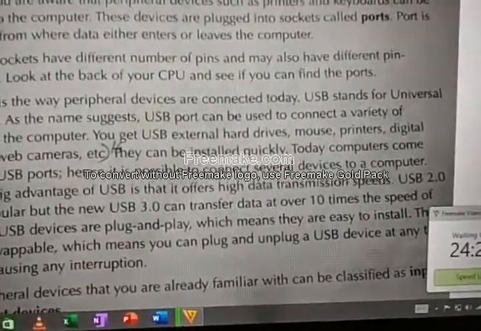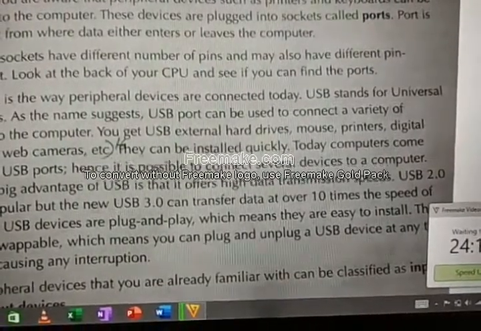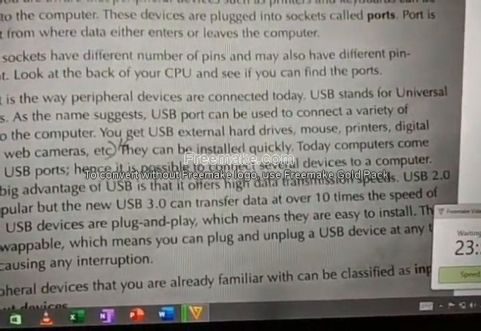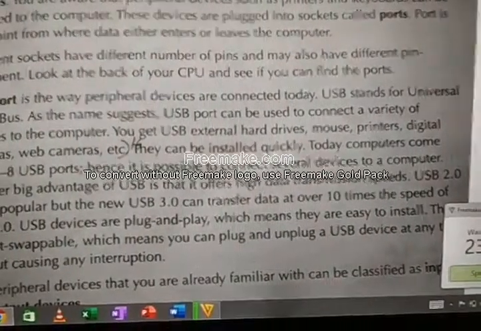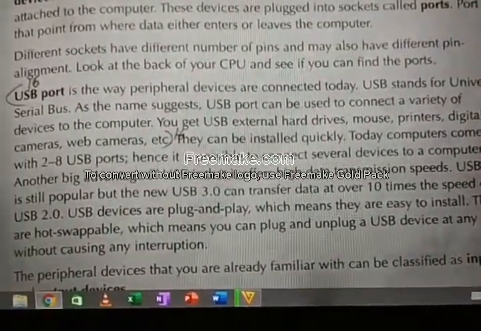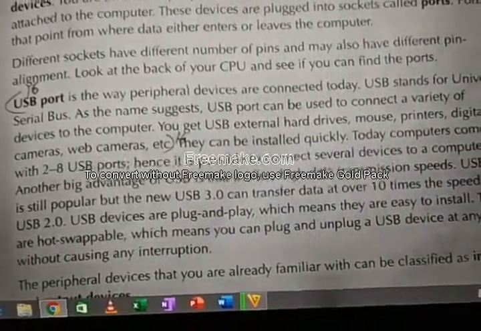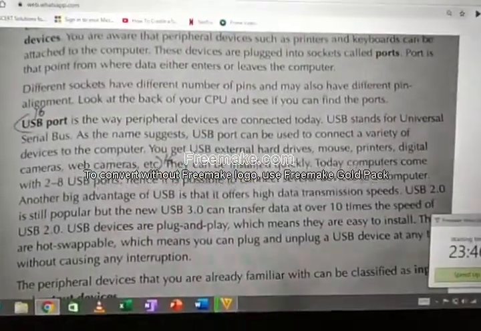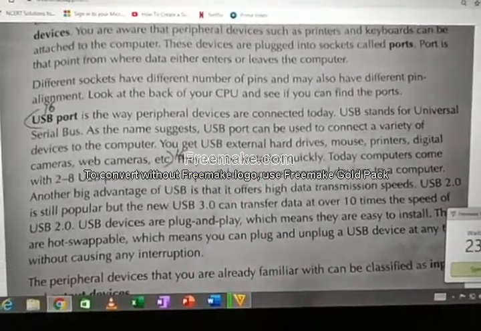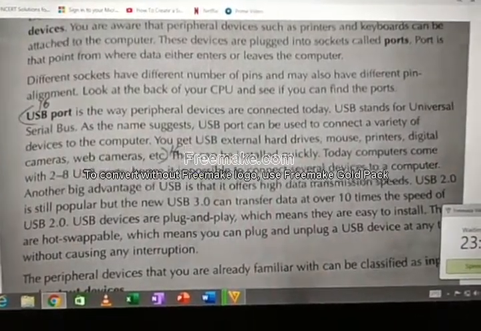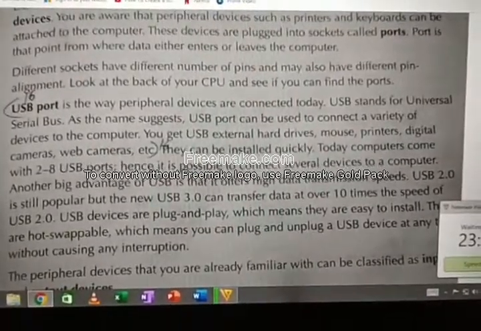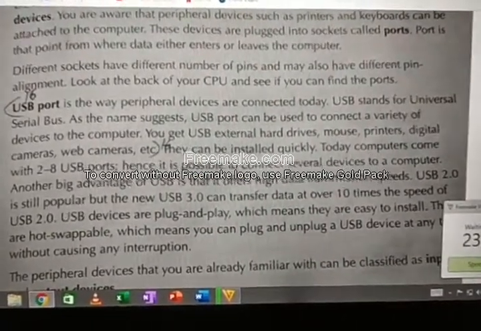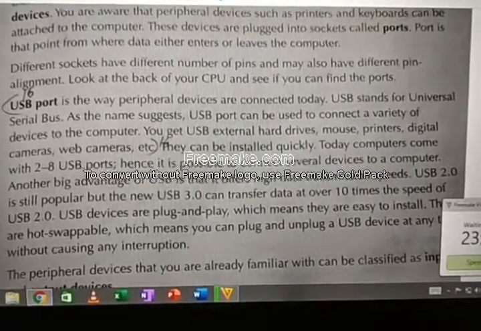They can be installed quickly. A pen drive, is it very hard to install? No. As soon as you buy one, you plug it in, it will install quickly. Today computers come with 2 to 8 USB ports. In this laptop I have only 2 USB ports, but some computers have 3, up to 8. Hence it is possible to connect several devices to a computer.